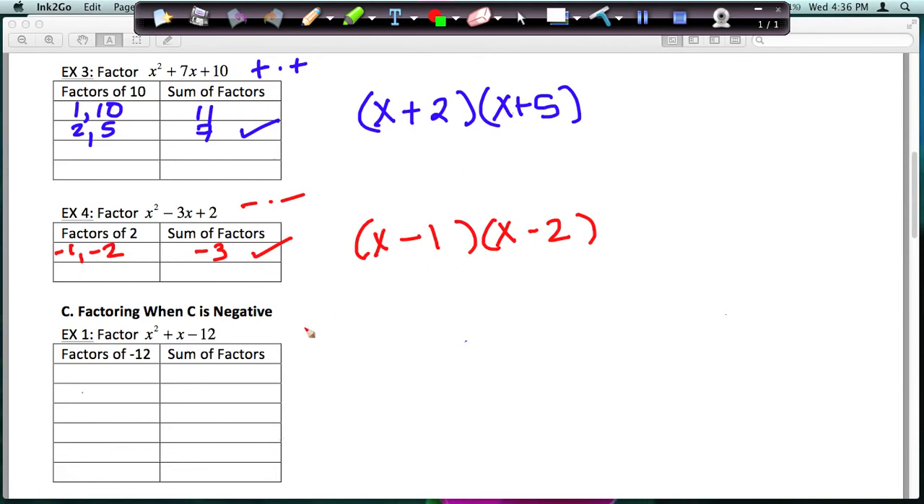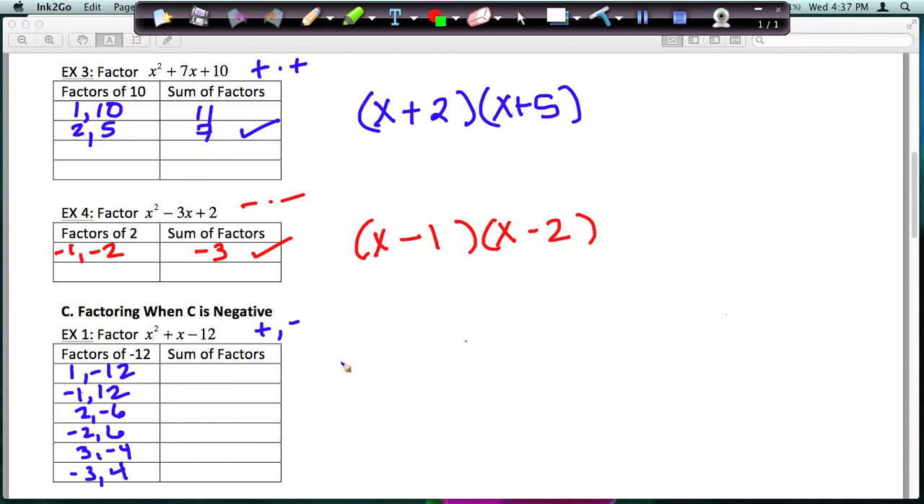Okay, so now let's look at when c is negative. In this case, negative 12. The only way you can multiply to be a negative 12 is if your signs are the opposite. So this is going to give us a lot more options here. So I could have 1 and negative 12, but I could also have negative 1 and a positive 12. 2 and negative 6, negative 2 and 6, 3 and negative 4, or negative 3 and 4. So a lot more options when you have opposite signs.